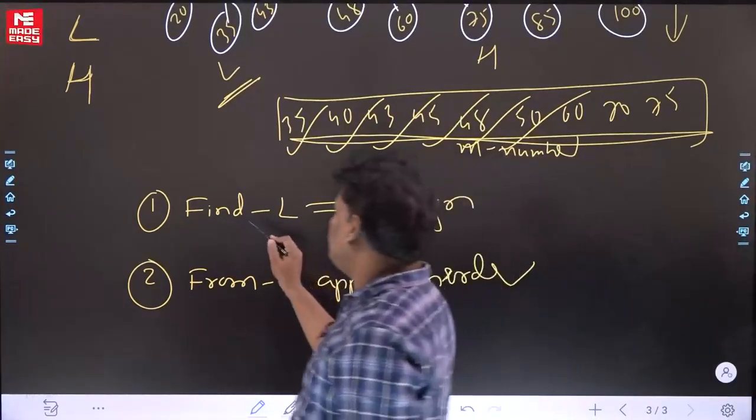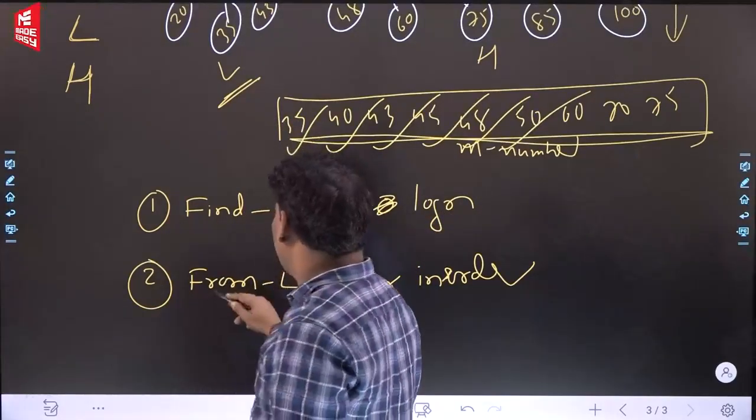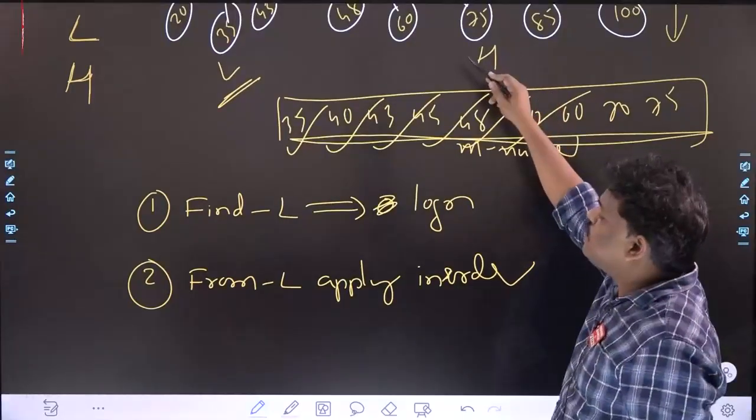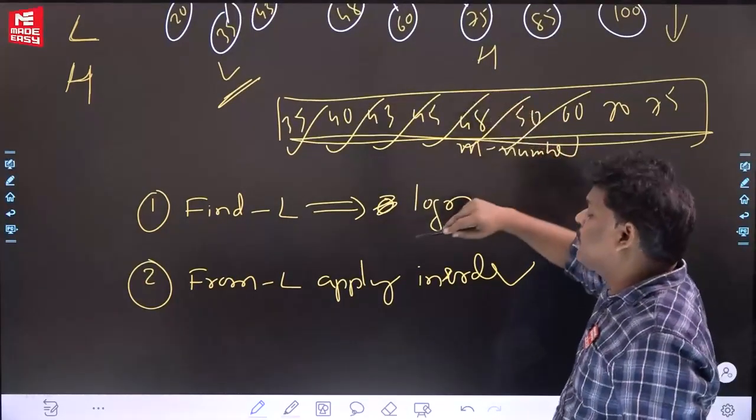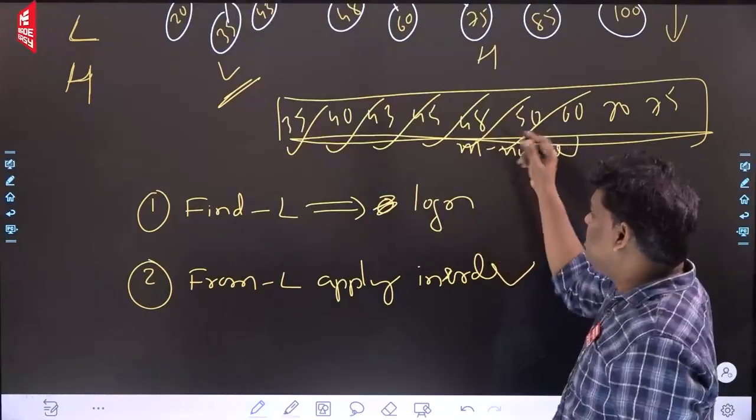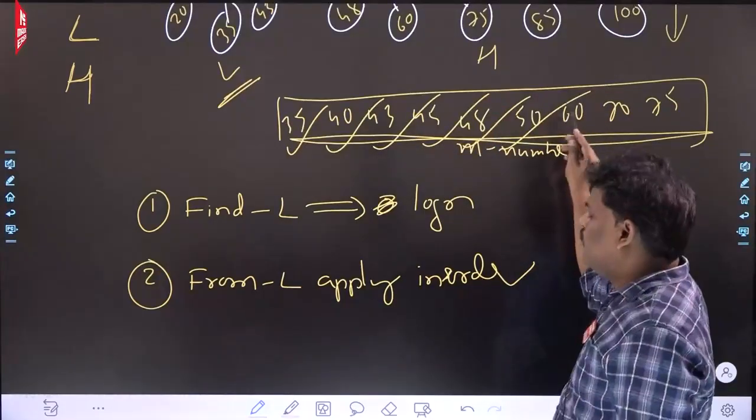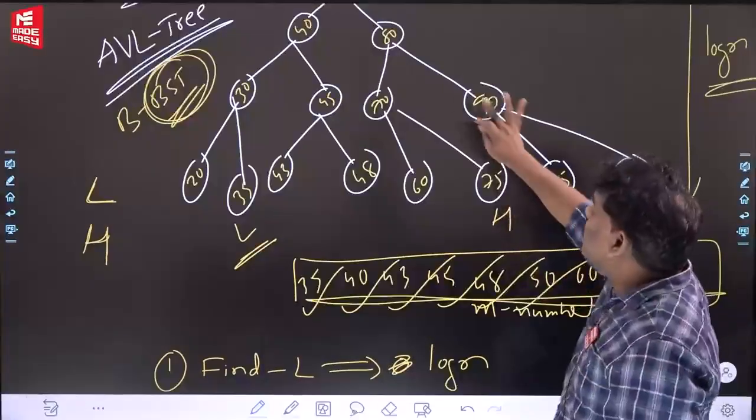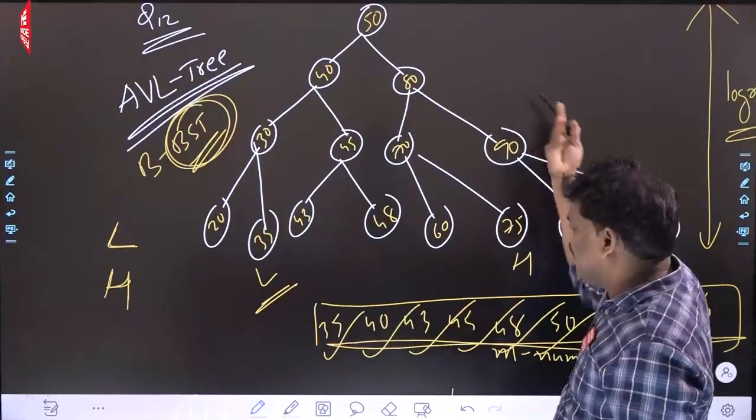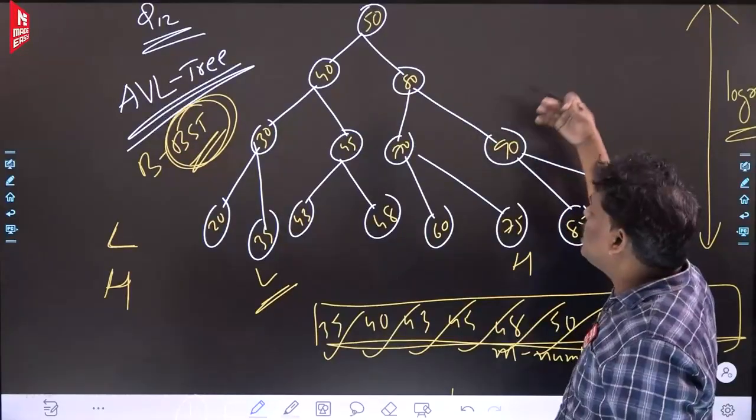First step is to find L in this AVL tree. How much time? Worst case log n. Next, from L, apply in order. Try to remember, in the BST, if you apply in order from L, whatever elements are there in this BST, ascending order will come, which means all these will come. Now one more thing: N nodes in order will take N time. N nodes pre-order will take N time. N nodes post-order will take N time.